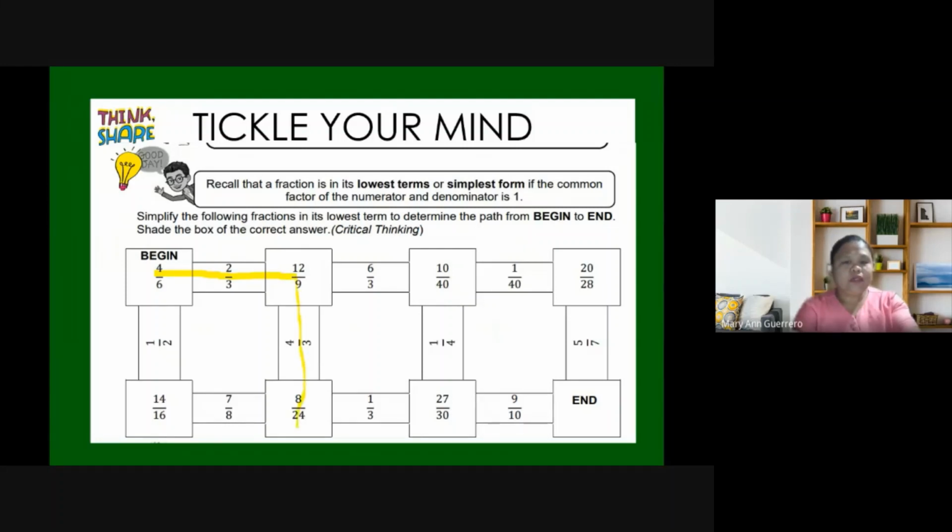What about 8/24? Is it 7/8 or 1/3? Okay, so that is 1/3. They are both divisible by 8. So what about 27/30? Is it 1/4 or 9/10? They are both divisible by 3. 27 divided by 3 is 9. 30 divided by 3 is 10. Okay, so I hope you have recalled how to write the fraction in its simplest form.